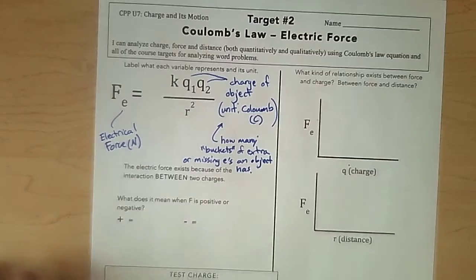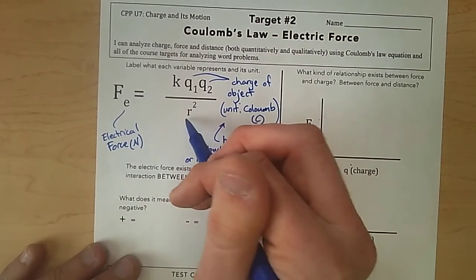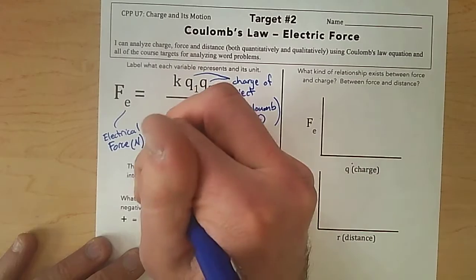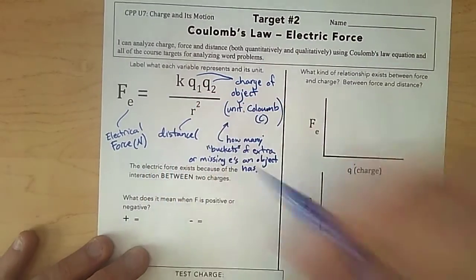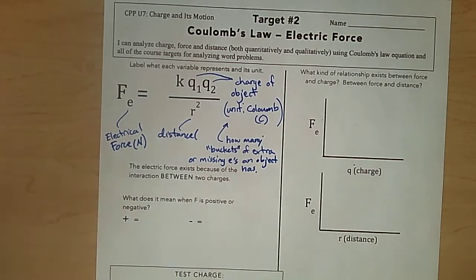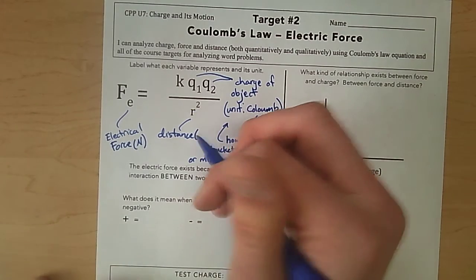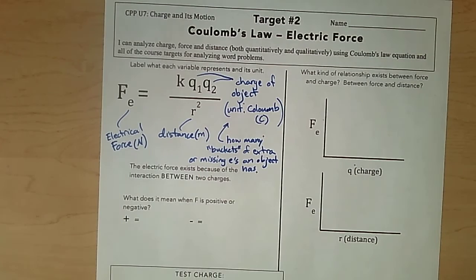Okay, and then finally, our other variable is going to be r squared. And r squared is going to be, just like gravity, our measurement of distance. So what's the difference? Why do we represent one as d and one as r? There's really no difference, and honestly, it would probably be better to represent r squared as just distance squared. So r squared is going to be distance, which we measure in meters.